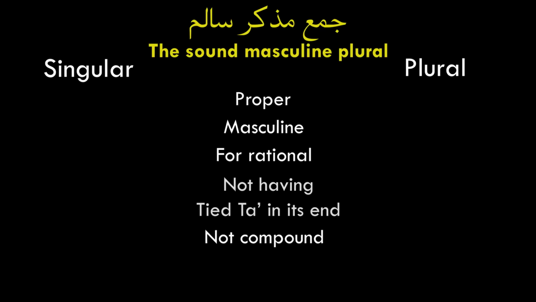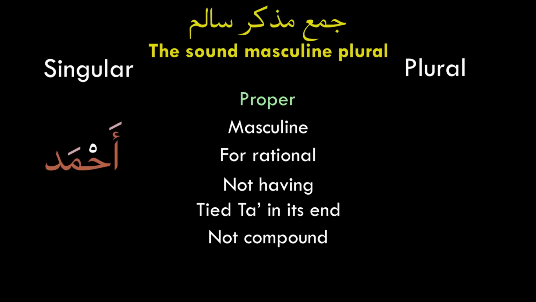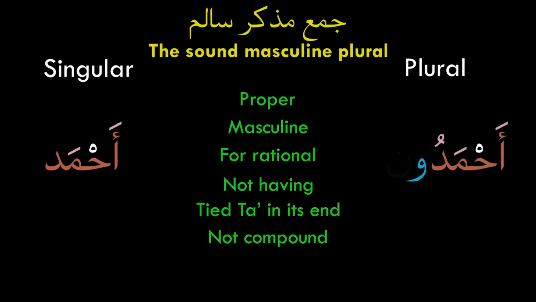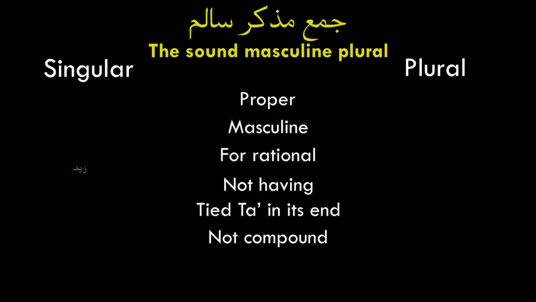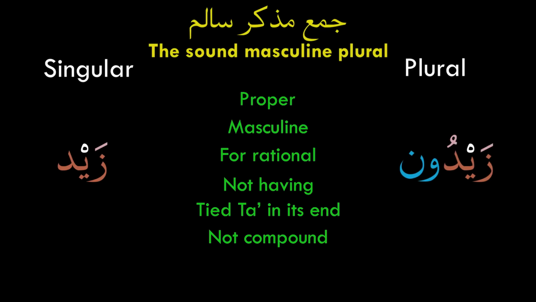An example for a noun is Ahmed. This is a proper noun, masculine, for a human being. It doesn't have a tied ta in its end, and finally, it is not compound. So I can use the sound masculine plural, and then its plural form becomes Ahmedun. Another example is Zaid. This is a proper noun, masculine, for a human being. It doesn't have a tied ta in its end, and it is not compound. Likewise, I can use this method, and its plural form becomes Zaydun.